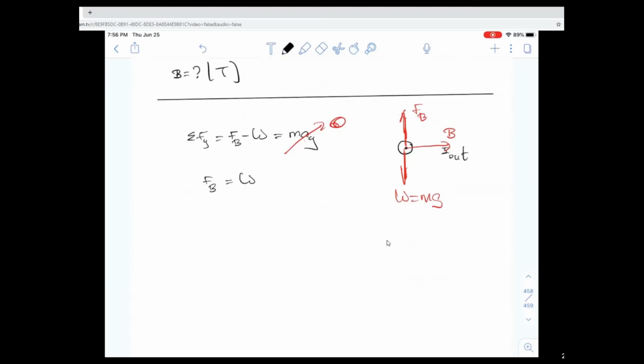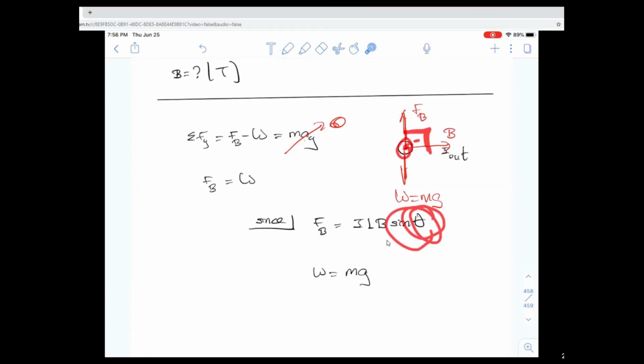So what do we know? We have an equation for the magnetic force: the current, the length of the wire placed inside an external magnetic field, and the sine of the angle. We also know the weight is given by mass times the acceleration due to gravity. The angle is the one we're interested in. This is the angle between the direction of the current coming out of the page and the magnetic field. So this is going to be 90 degrees, and sine of 90 is 1. So this expression is going to become 1.